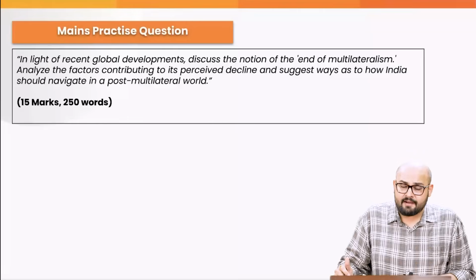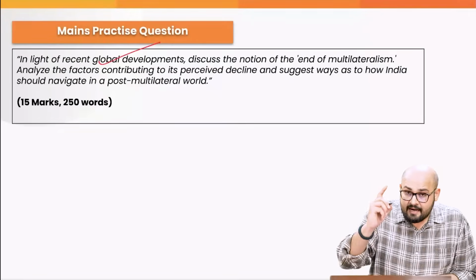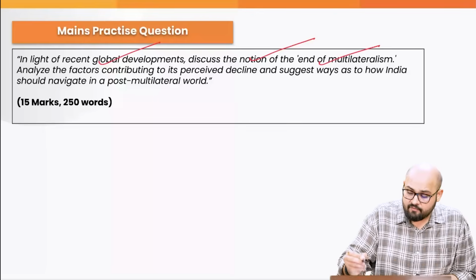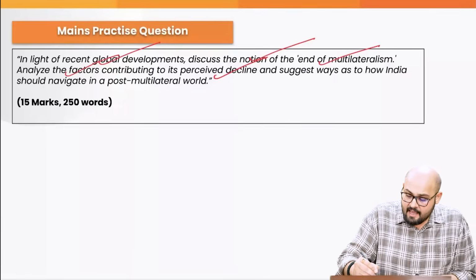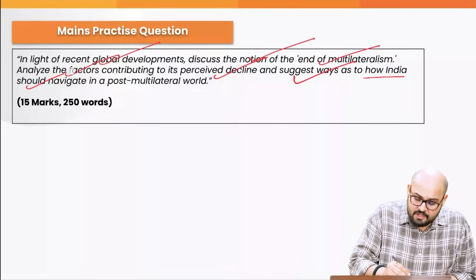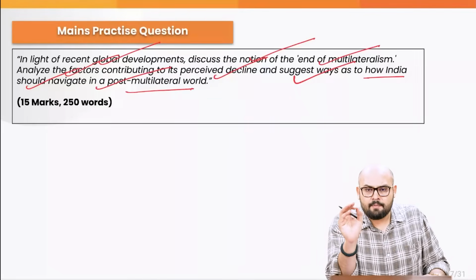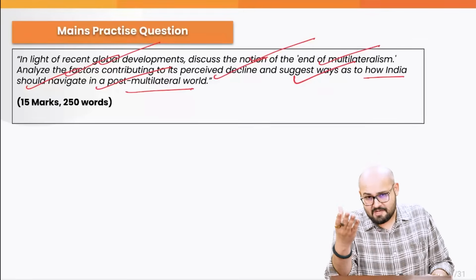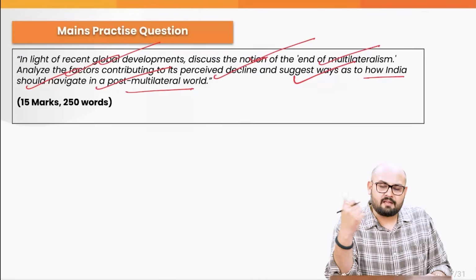Let's have a mains practice question, and I really want you guys to write the answer. In the light of recent global developments, discuss the notion of end of multilateralism, analyze the factors contributing to the perceived decline, and suggest ways as to how India should navigate in a post-multilateral world. Again, a very important topic. UPSC has been asking questions, especially for those of you who have PSIR as an optional. You can have enough content from this particular discussion.